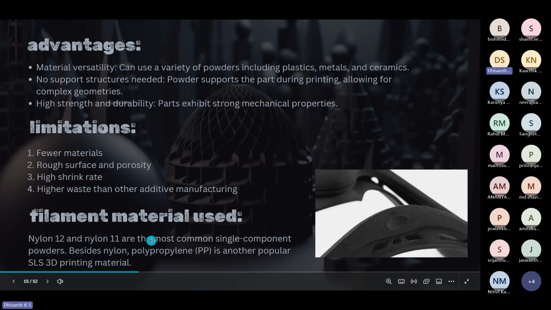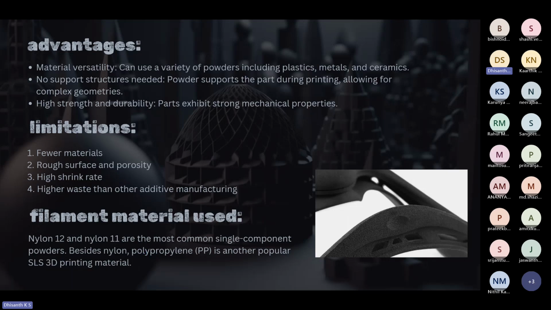Nylon 12 and nylon 11 are the most common single component powders. Besides nylon, polypropylene and others are popular SLS 3D printing materials. This 3D printing method uses mostly nylon, and also polypropylene.